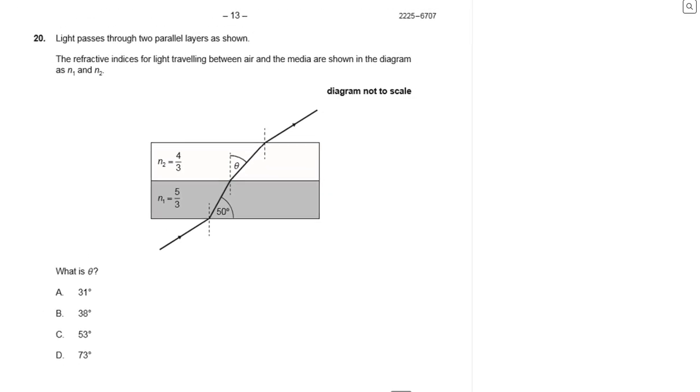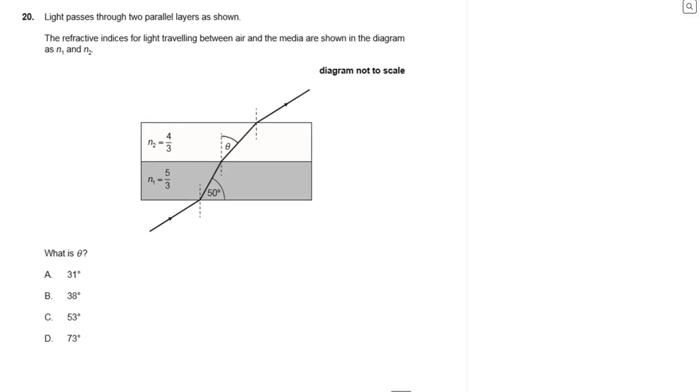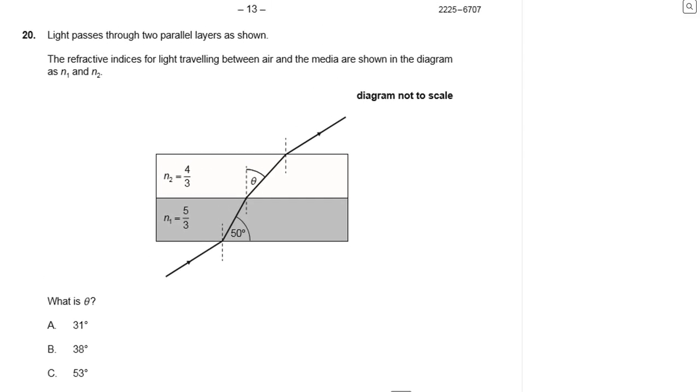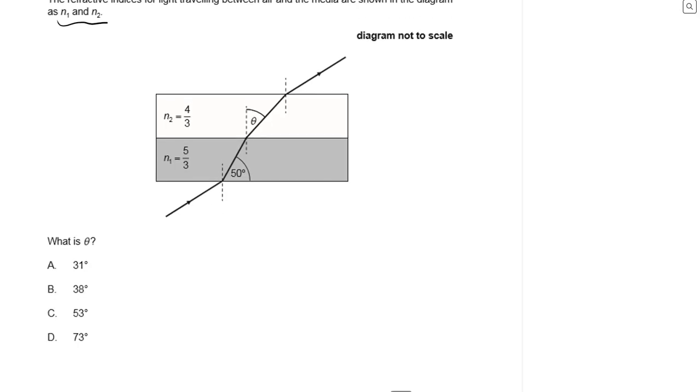Okay, how about we finish question 20 and then I upload this, since it's hitting 40 minutes anyway. Then we'll get on to the next ones. Light passes through two parallel layers as shown. The refractive indices for light traveling between air and the medium are shown in the diagram as n1 and n2. What is theta?